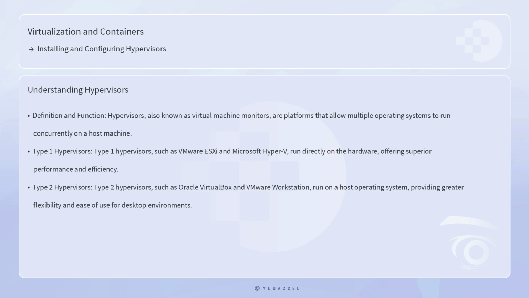Hypervisors, also known as virtual machine monitors, are software or hardware platforms that allow multiple operating systems to run concurrently on a host machine. There are primarily two types of hypervisors, Type 1 and Type 2. Type 1 hypervisors, such as VMware ESXi and Microsoft Hyper-V, run directly on the hardware, offering superior performance and efficiency. Type 2 hypervisors, such as Oracle VirtualBox and VMware Workstation, run on a host operating system, providing greater flexibility and ease of use for desktop environments.